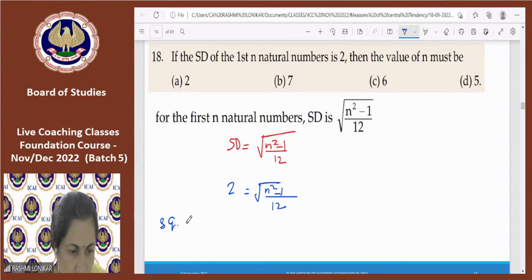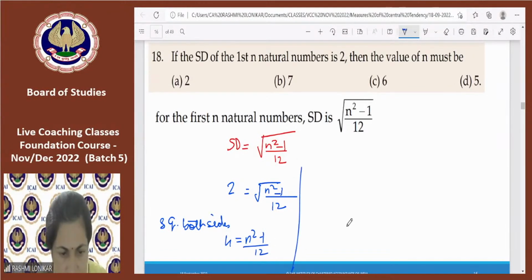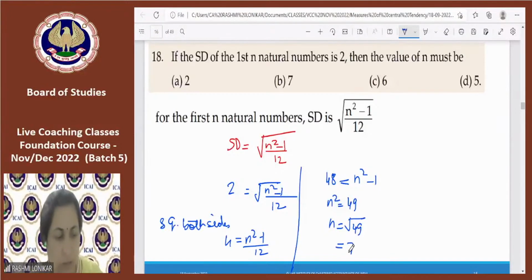Squaring both sides, I get 4 is equal to n square minus 1 upon 12. And then we have 48, cross multiply. 48 is n square minus 1. N square is equal to 49. N is equal to square root of 49, which is equal to 7. Okay.